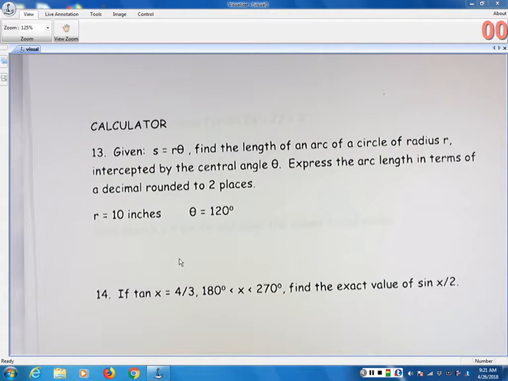All right, so this is the calculator part of the final Zoom review.